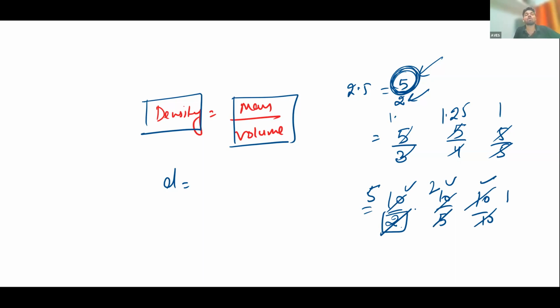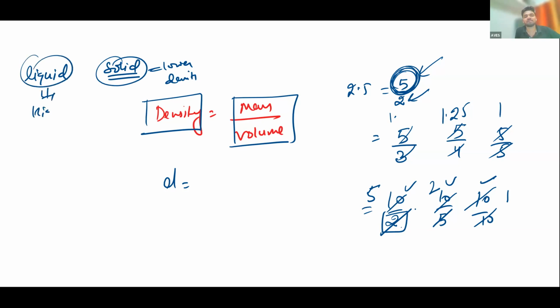So how can you decrease the density? I am saying the density of ice decreases, or we can say the density of liquid water decreases when it changes into ice. Okay, I'm saying that when a liquid changes into solid, its density decreases. It has lower density, and the liquid has high density.